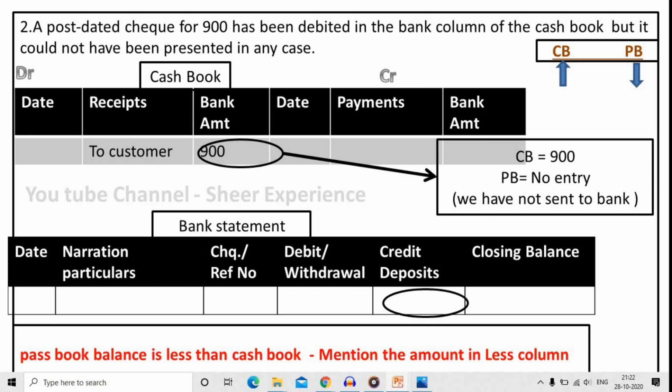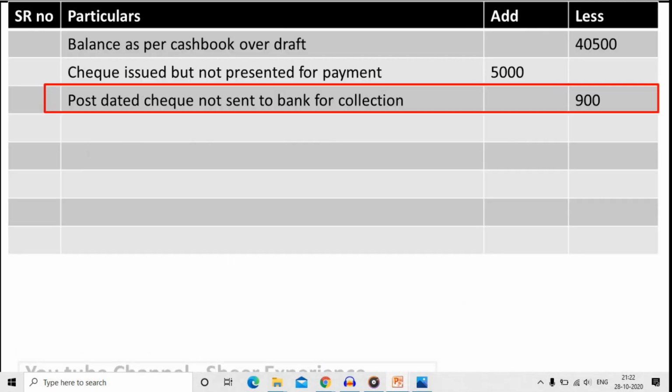So I will mention the amount in less column. So 900 in less column. In the particulars column, post-dated check not sent to bank for collection.